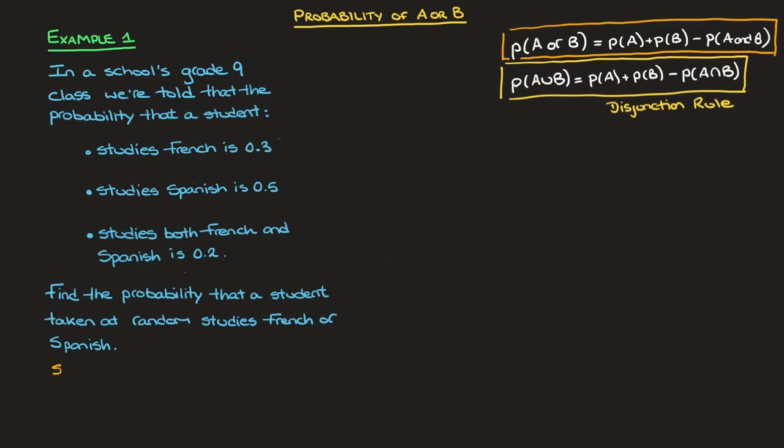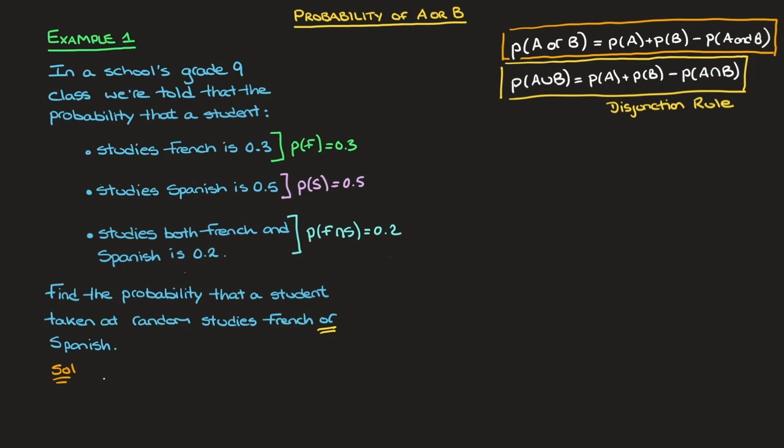Well, let me quickly write SOL here, as in solution. The key thing to pick up on here is that we're being asked to calculate the probability that the student studies French or Spanish. The word OR here is what triggers us to use the disjunction rule. And so if I go ahead and say that the probability the student studies French is the probability of the event capital F equals 0.3, and if I say that the probability that a student studies Spanish, so capital S, is 0.5, then the probability that a student studies both would be the probability of F and S, or F intersection S, and that's equal to 0.2.